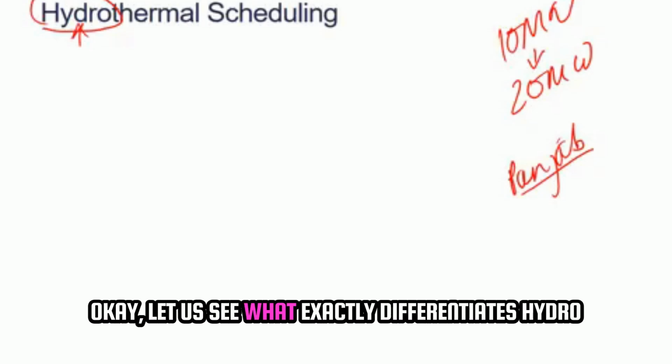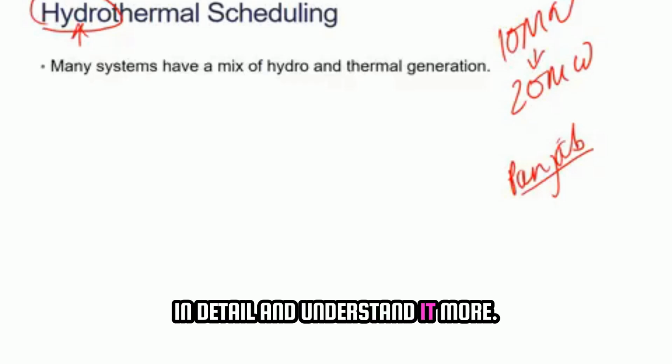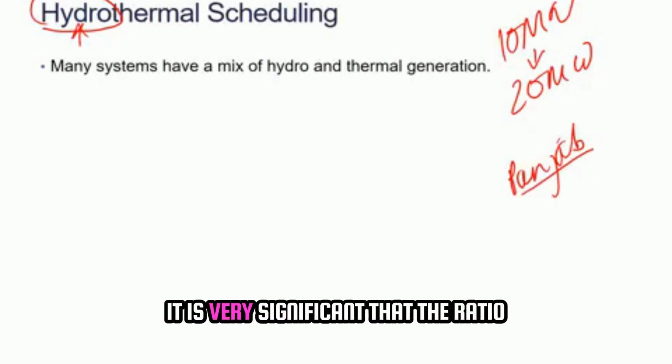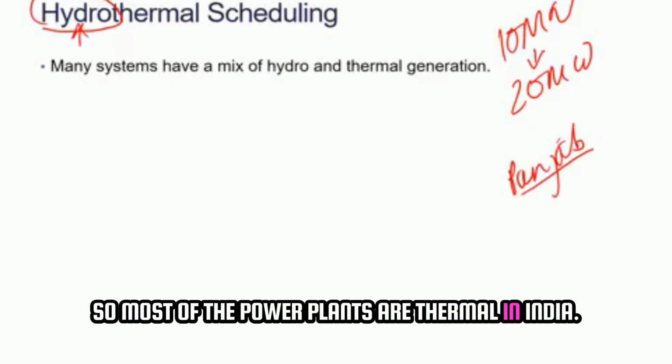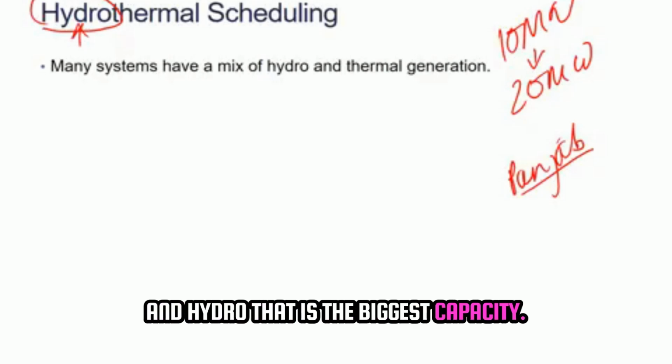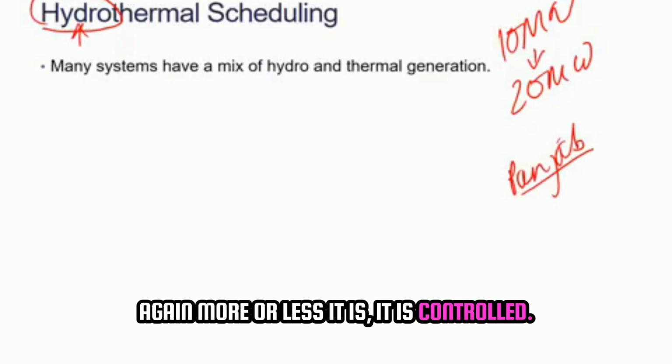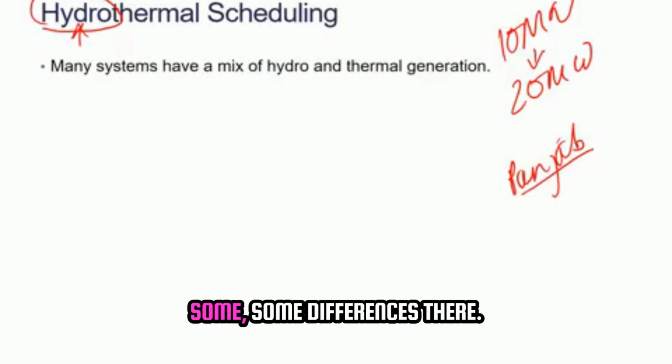Okay, let us see what exactly differentiates hydro in detail and understand it more. I already discussed that many systems have a mix of hydro and thermal generation. Especially in India, the ratio of hydro and thermal is significant. Most of the power plants are thermal in India, and hydro is the next biggest capacity. Nuclear is also there, but it is more or less controlled, so I'll not go into that. But hydro is the thing which is creating some differences there.